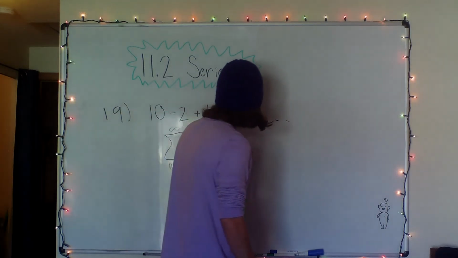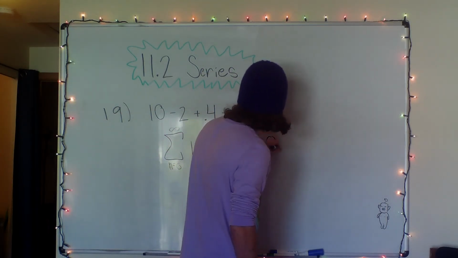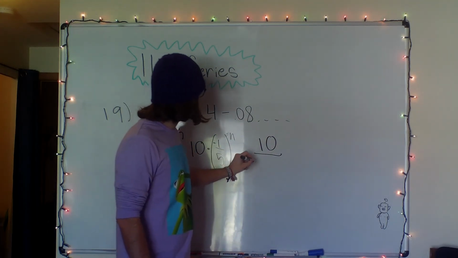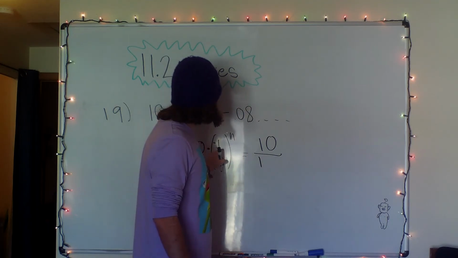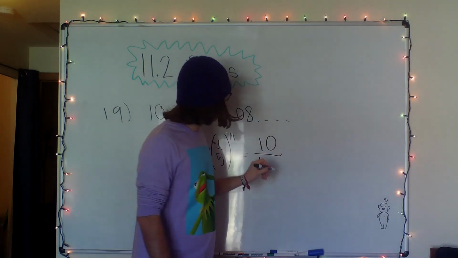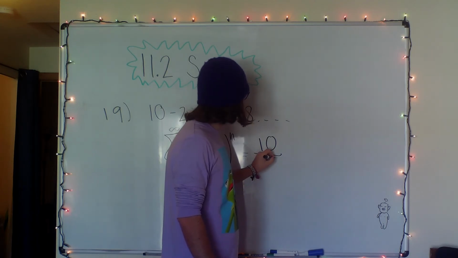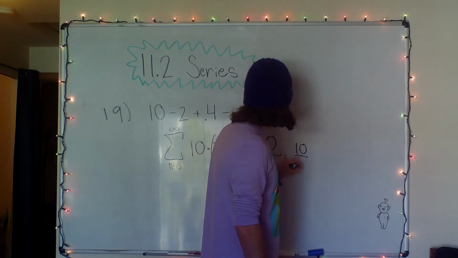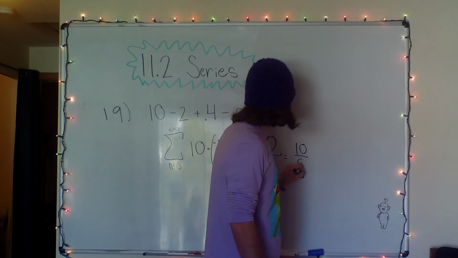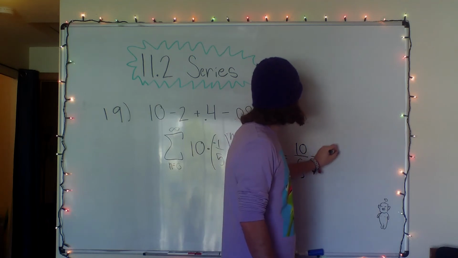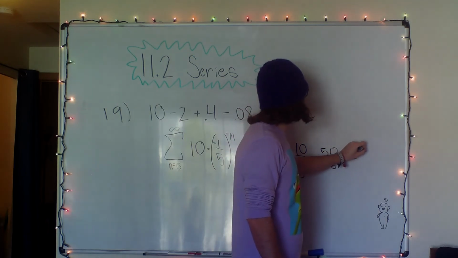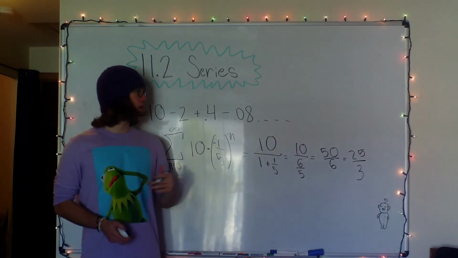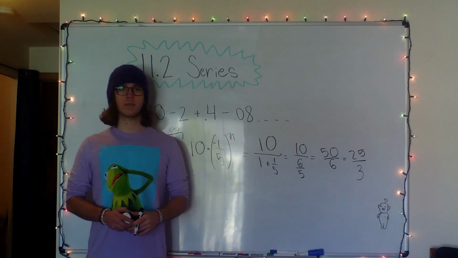So then, this is just going to be equal to 10 times 1 over 1 minus r. R is negative 1/5, so 1 minus negative 1/5, which is 1 plus 1/5, which is equal to 10 over 6/5, which is equal to 50 over 6, which is 25/3. And we find that our series is going to converge to 25/3.